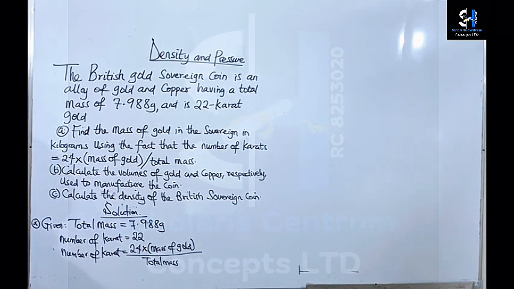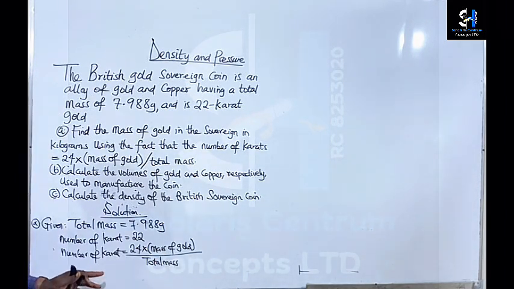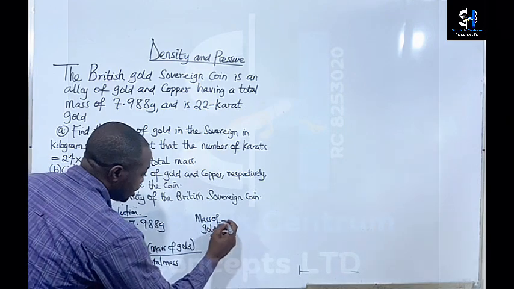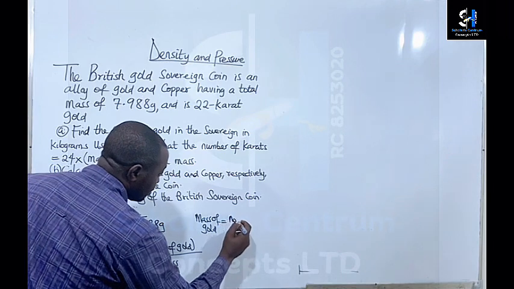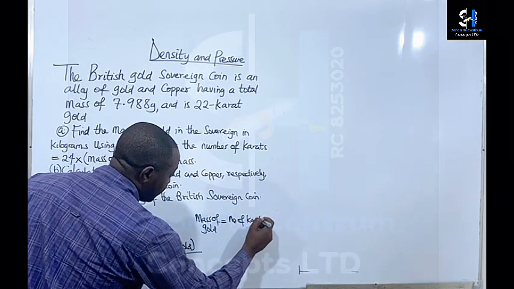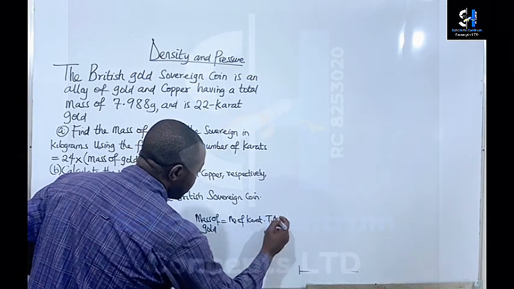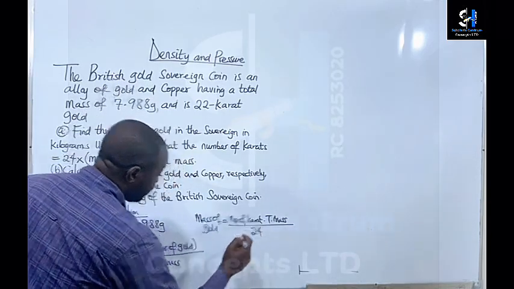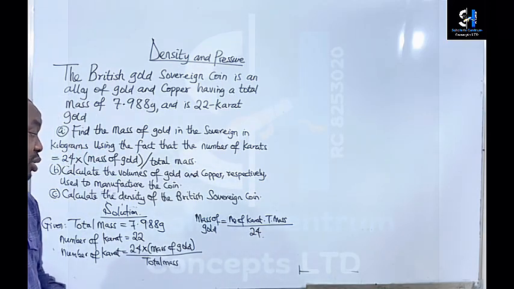To calculate the mass of gold, let's express mass of gold in terms of number of karat and the total mass. So we can say that mass of gold, when we make it the subject of the formula, is number of karat multiplied by the total mass, divided by 24. With this, it becomes easier for us to calculate the mass of gold.